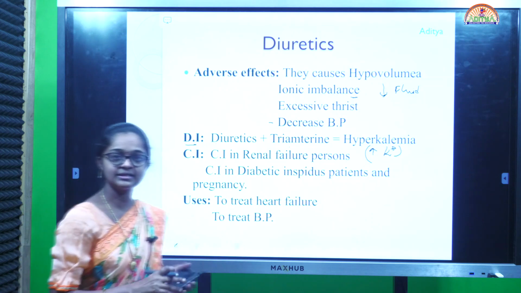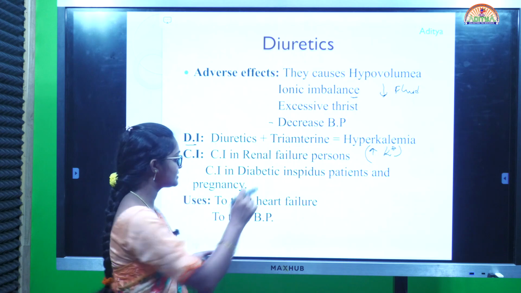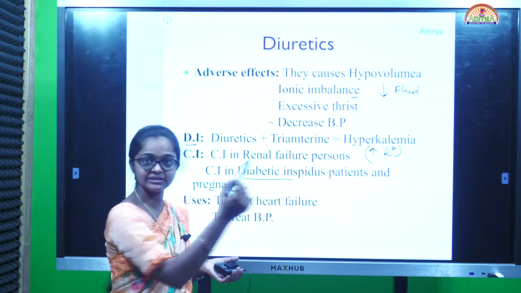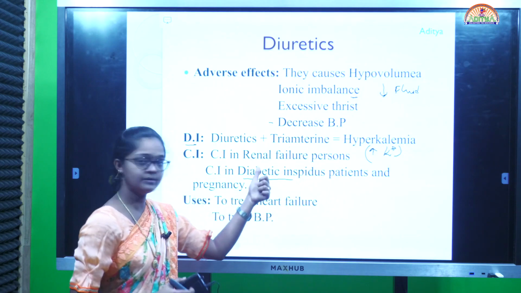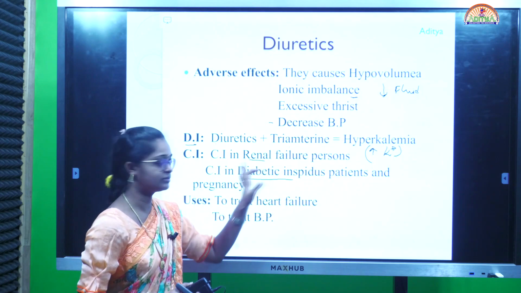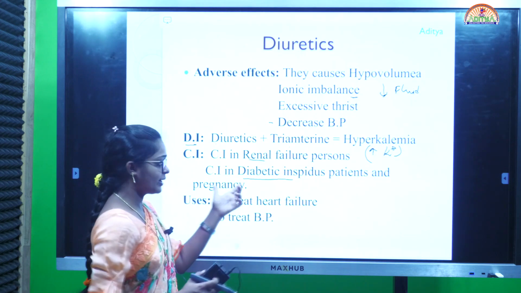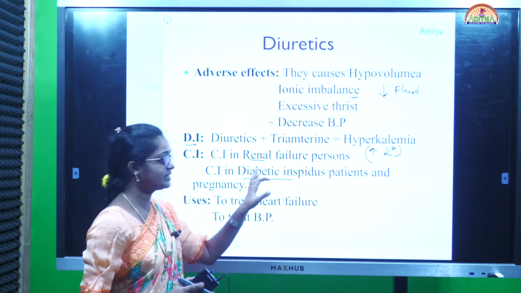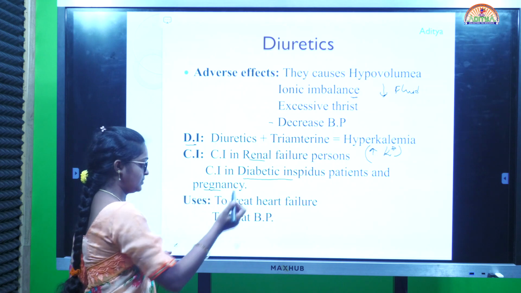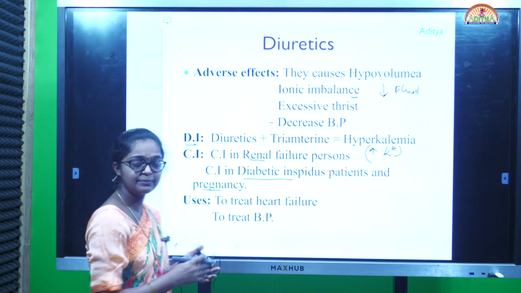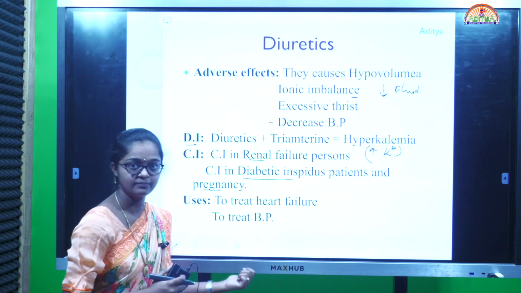Next, contraindications. Diuretics are contraindicated in pregnancy, in renal failure patients, and in diabetic patients. Why? Because of the decrease in fluid content in our body, there may be a chance of renal failure. In diabetics, sugar levels will alter. Uses: the main use of diuretics is to treat heart failure and blood pressure.